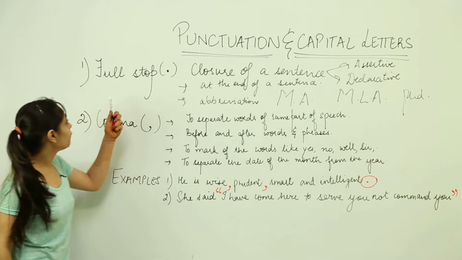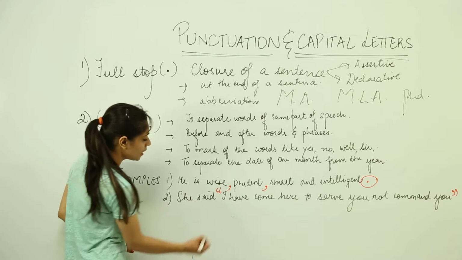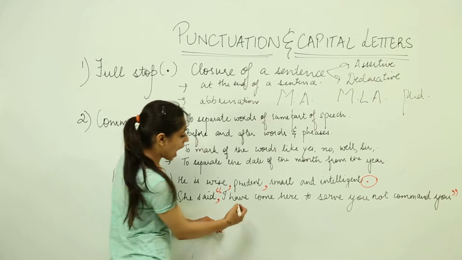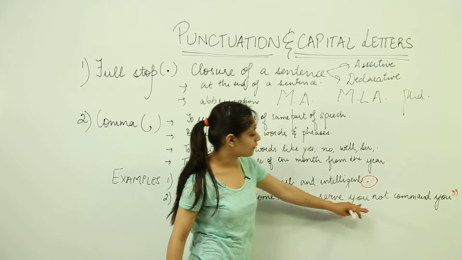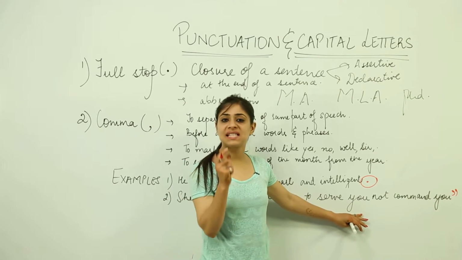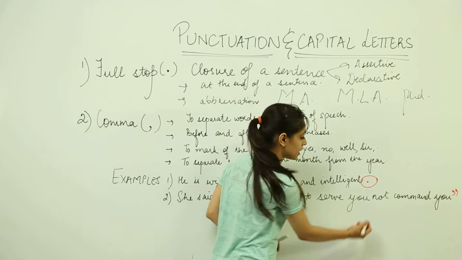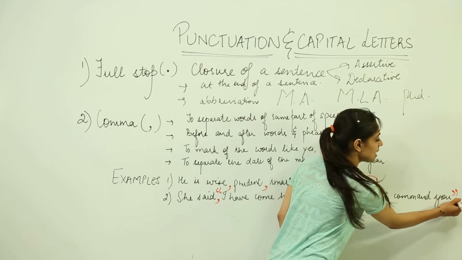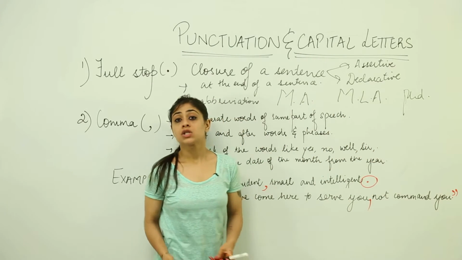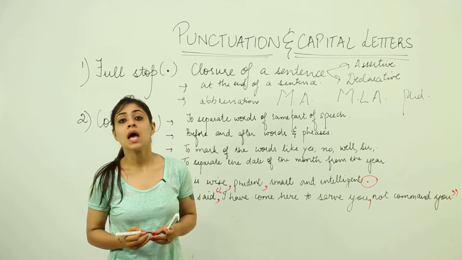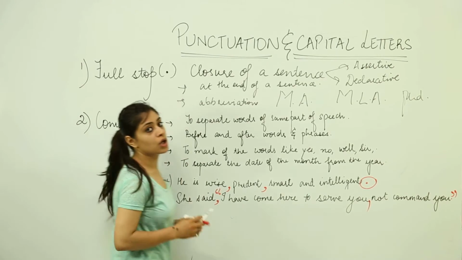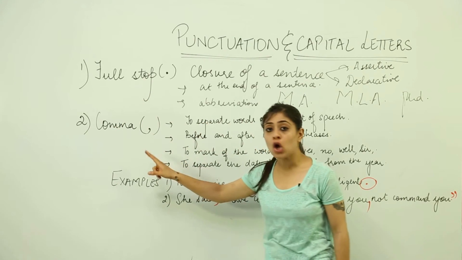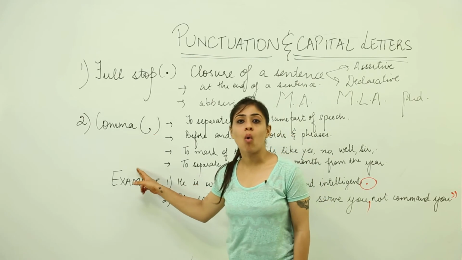Coming back to full stop and comma, she said, we put a comma to separate a direct speech. I have come here to serve you. Now this entirely makes sense in one go. We need a pause after this. Not command you. And this is the enclosure of a sentence. So this is the basic difference between a full stop and a comma. Full stop marks the entire completion of a sentence and comma is the basic pause required in a sentence.